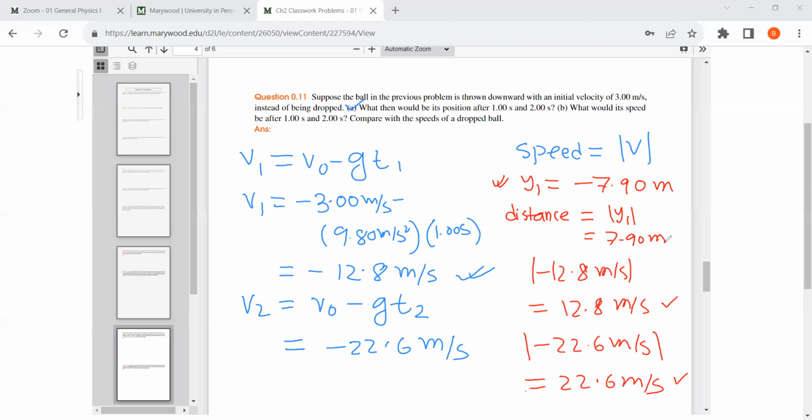Again, we can do that if the object is moving in a straight line and doesn't change direction during its journey. Then the distance is basically the absolute value of the position, and speed is the absolute value of velocity. Remember that. So here, as it asks us to calculate the speed, we have to just present the absolute value of the velocity. All right, let's move on.